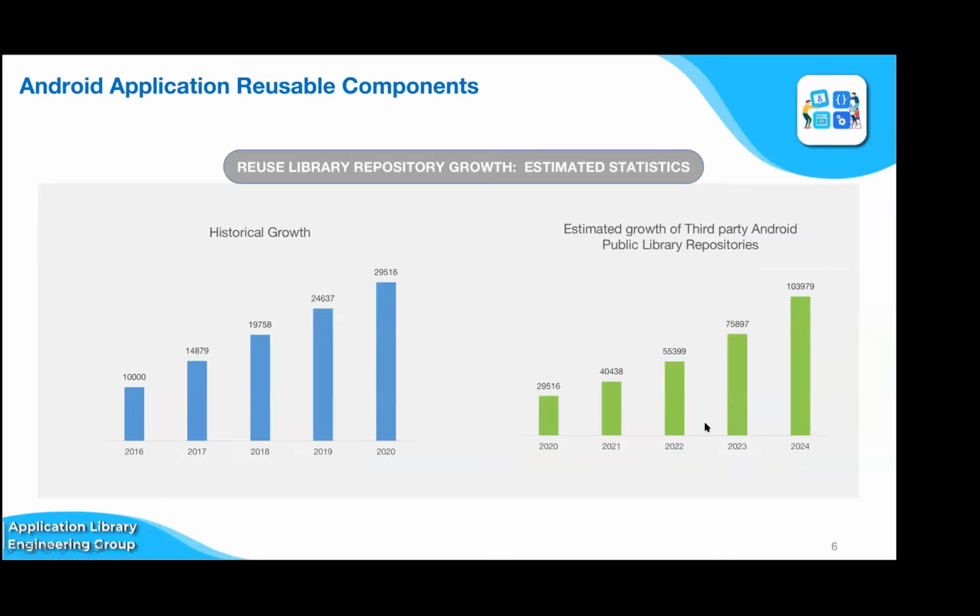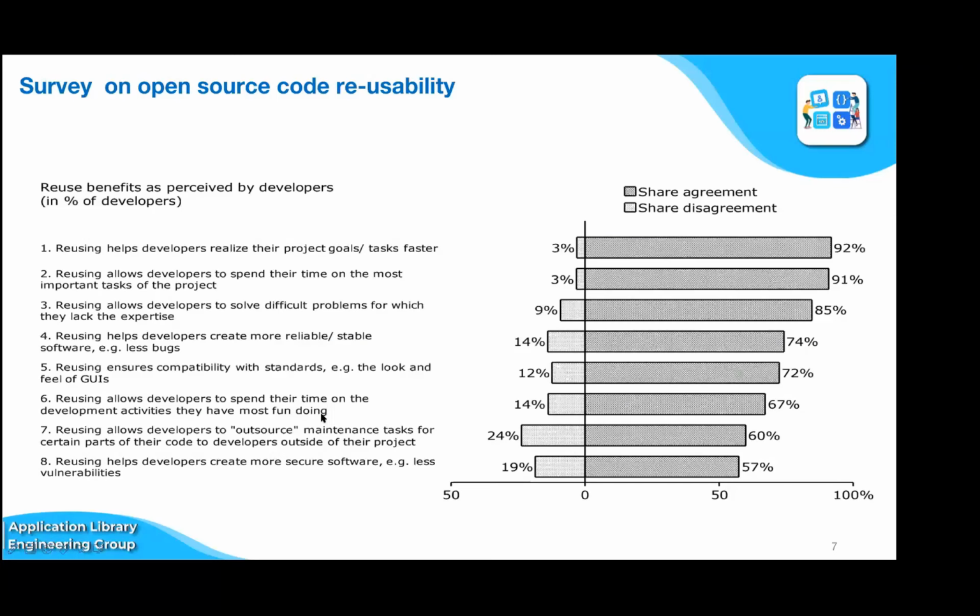Similarly, for Android applications also, a huge number of components have been created and are getting used by a lot of developers across the globe. I can show you that in 2020, approximately 29K reusable components are there, which are used by many other developers across the globe, and which is expected to grow beyond 100K in the next few years. So this statistical data shows that it is quite important to have an organized system to maintain these kinds of reusable components, which helps a lot of developers across the globe and the organization.